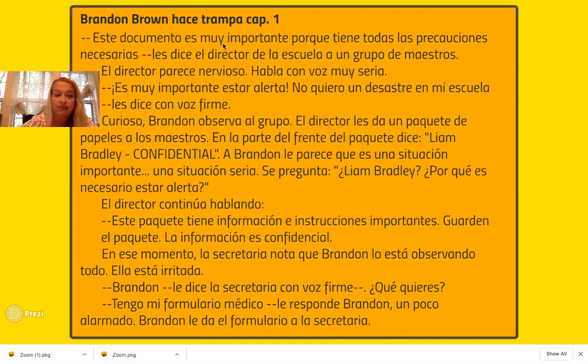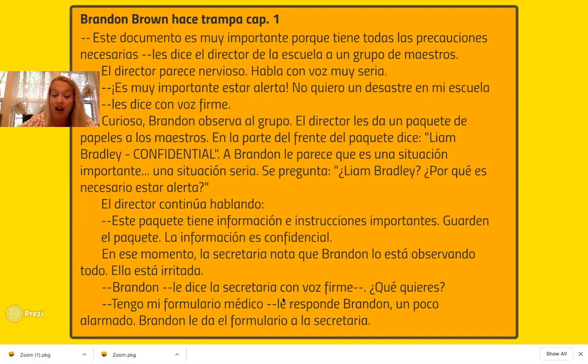Cognates, there's a bazillion of them. Documento, importante, nervioso, even firme is a good one for cognate. Situación. So you get it. This is kind of how I plan backward with the book, and I categorize those words so I know what to teach, what to pre-teach.